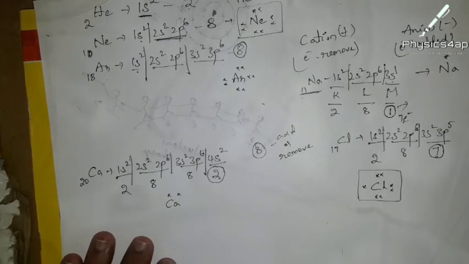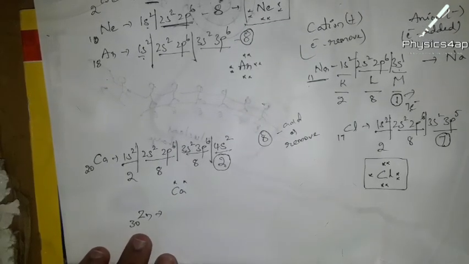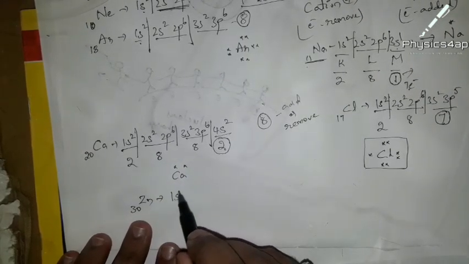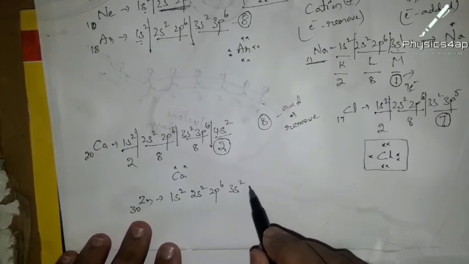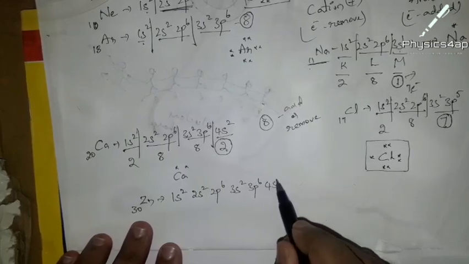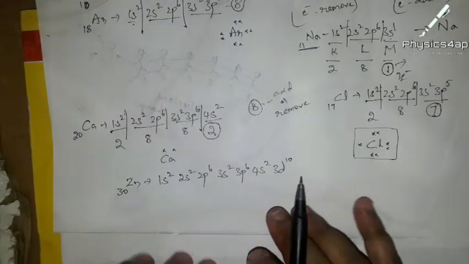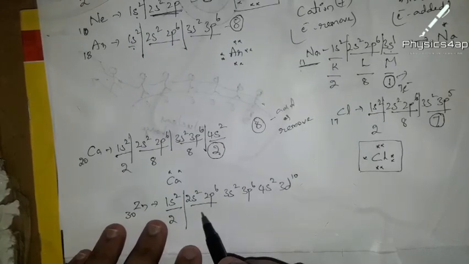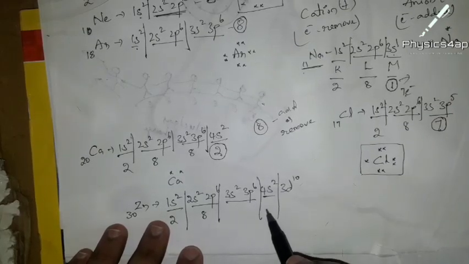So calcium should be placed as Ca with 2 dots. At the same time, can you tell me the electronic configuration for zinc? We have to represent the Lewis dot structure for zinc. Now let us see the electronic configuration. Come along with me: 1s2, 2s2, 2p6, 3s2, 3p6, 4s2 and 3d10. Good. So this is the electronic configuration for zinc. In the first orbit we have 2 electrons, in the second orbit we have 8 electrons, and in the fourth orbit we have 2 electrons.